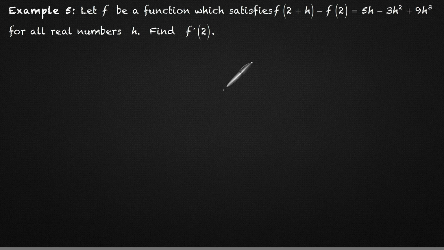Okay, example 5 is a tricky problem. Let f be a function which satisfies f of 2 plus h minus f of 2 is equal to this function here, for all real numbers h. Find f prime of 2. Okay, now notice here that this part right here that I'm going to underline looks somewhat like the form of a derivative, the standard definition of a derivative. It's missing some parts, but it looks like something we've seen before.